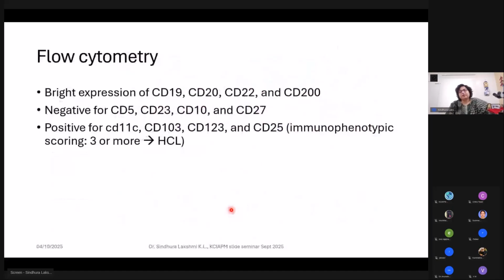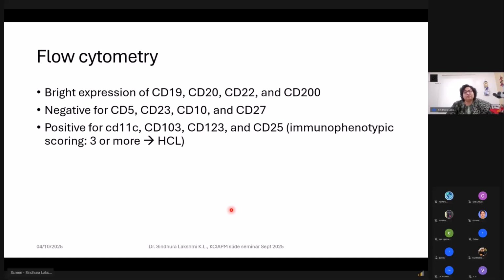Now on flow cytometry, the usual B cell markers are very, very brightly expressed. So compared to CLL, for example, in CLL you will see dim expression of CD19 and CD20. There may be bright expression in CLL also, but the bright expression is typically seen in HCL, the hairy cell leukemia. It is typically CD5, CD10 negative. The CD23 is usually absent.